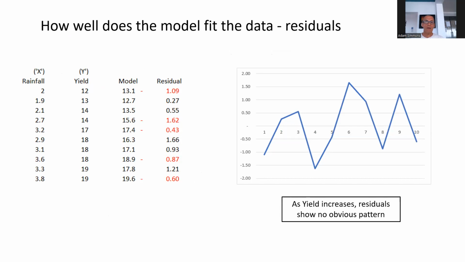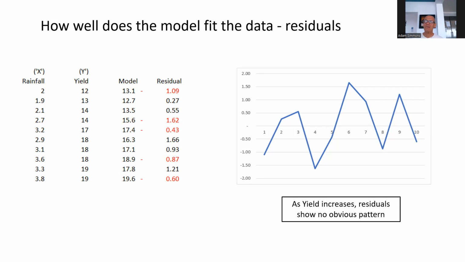So having actually got our model, we can then compare it with actuals and check the residuals. Now you can see that I've actually ordered the yield from lowest to highest. And then the model generates these values. It's using the equation of the constant plus coefficient times rainfall, and we get a stream of residuals.